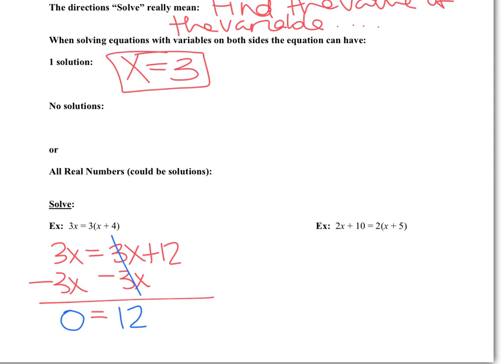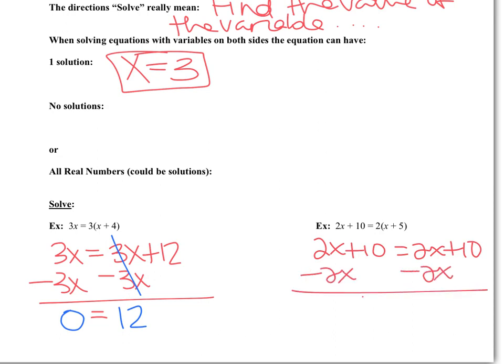Let's look at the one over here, and then we'll compare the answers and see which one we think is which. So over here, I'm going to do the distributive property. So I'm going to get 2x plus 10 equals 2x plus 10. And then I'm going to minus 2x from both sides because once I'm done, I do my variables first. And I'm left with 10 equals 10.